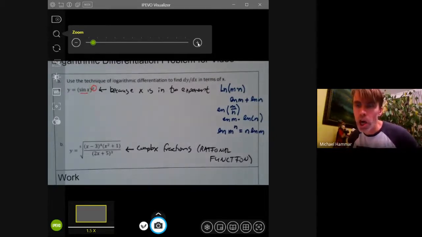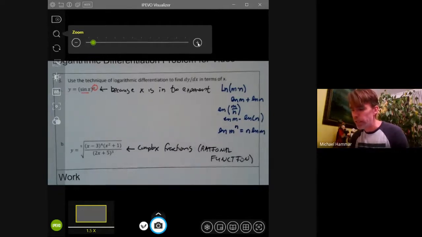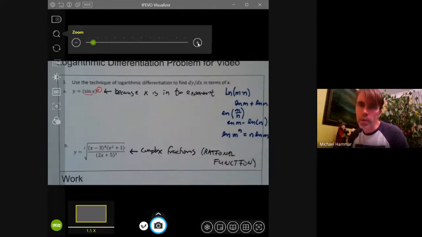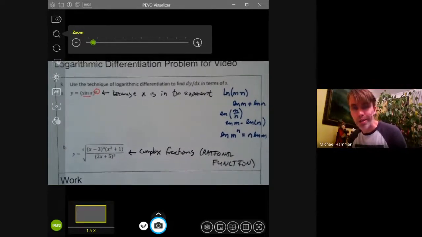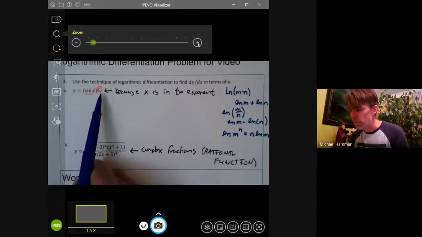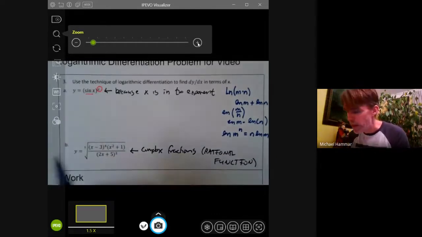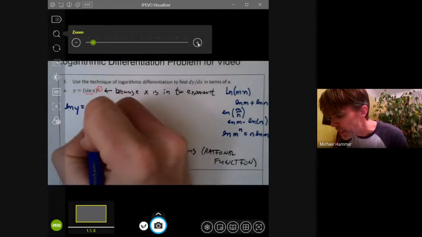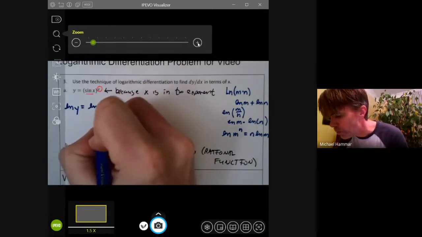We have no logs, so we do not need to use the log function. So let's start by looking at this one. We're going to be doing some implicit differentiation as well as using the logs. I notice here that the x is in the exponent. So right away, what I'm going to do is take the natural log of both sides.